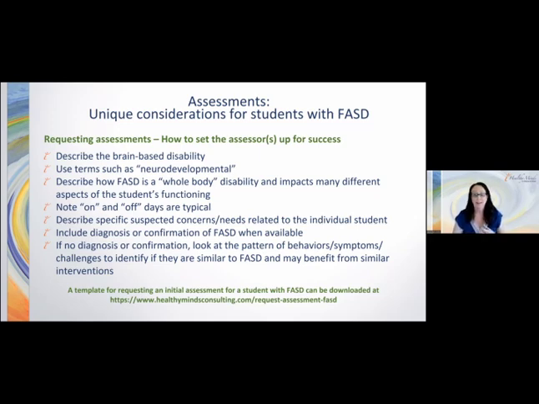However, there are times when that's not feasible, or the family might not be comfortable sharing that information for a variety of reasons. So if there's not a diagnosis or confirmation, or that's not feasible to include, we can still look at the patterns of behaviors, the symptoms, the challenges that that student is facing, and really identify whether they're similar to a student with FASD. And if they are, then they might benefit from similar interventions. So even if there's no specific diagnosis or confirmation, you can use a lot of the strategies that we're going to go over today to still help advocate for a supportive IEP for your student.